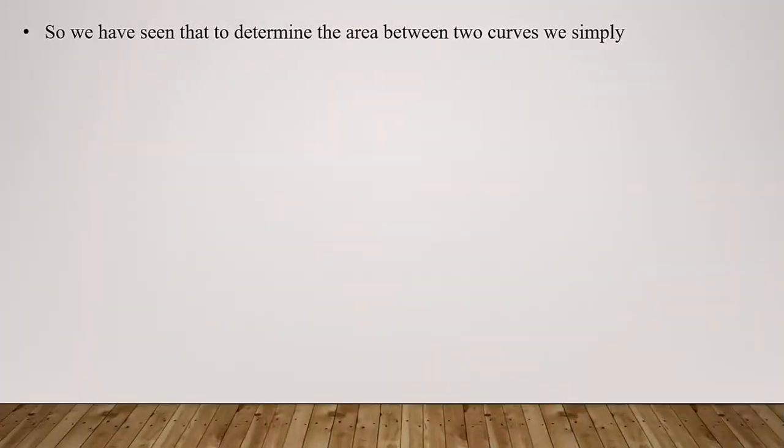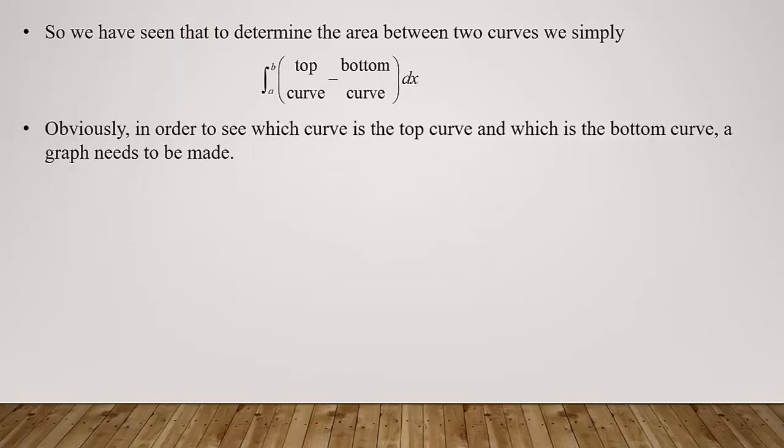All right, so what we've seen is that to determine the area between two curves, we can simply integrate from a to b the top curve minus the bottom curve, dx. And that's when we're using a vertical representative rectangle. Now, obviously, in order for us to see which curve is the top curve and which curve is the bottom curve, we're going to have to make a graph. Fortunately, we have graphing calculators, so that shouldn't be too bad.